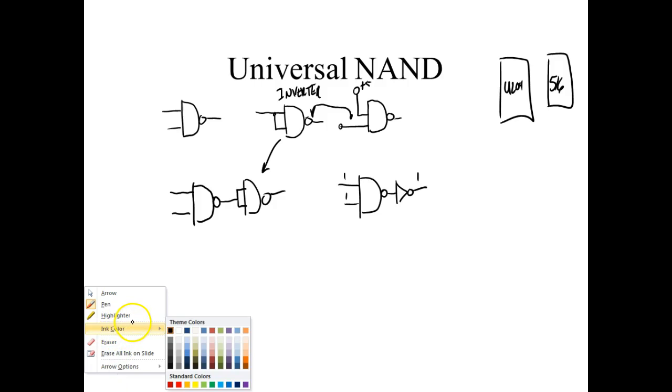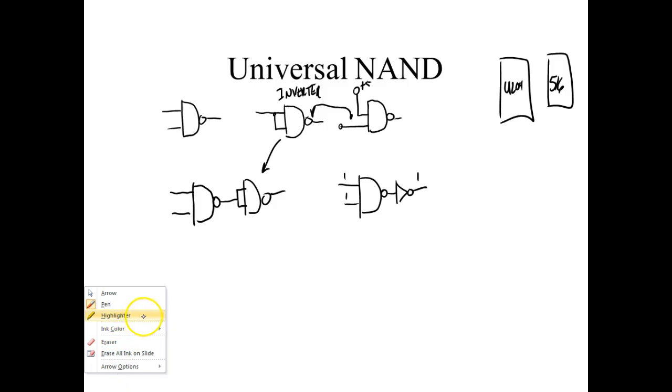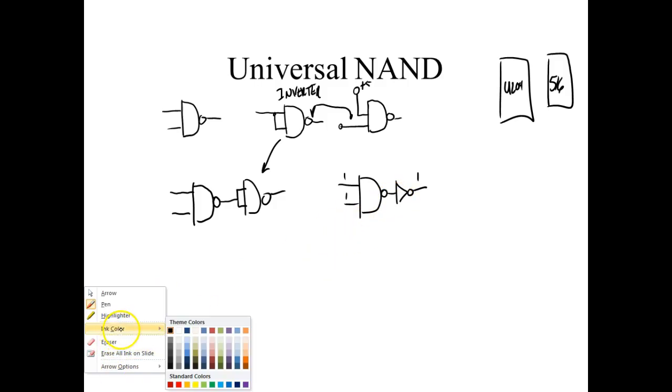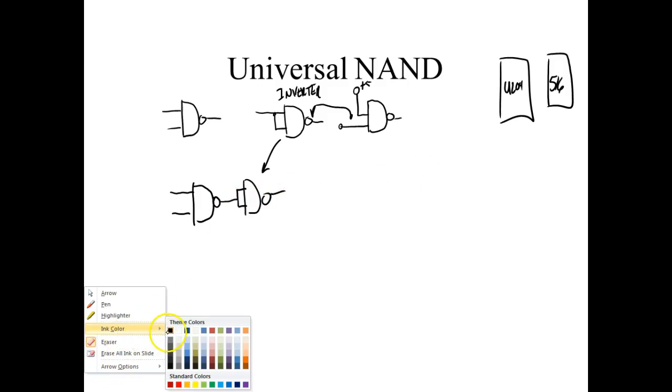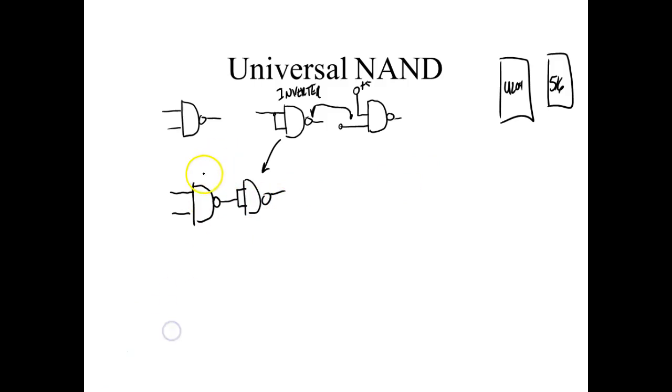So I can make an AND gate out of what? Okay. This is an AND gate. What we're doing is we're getting AND logic. So this circuit functions as an AND.